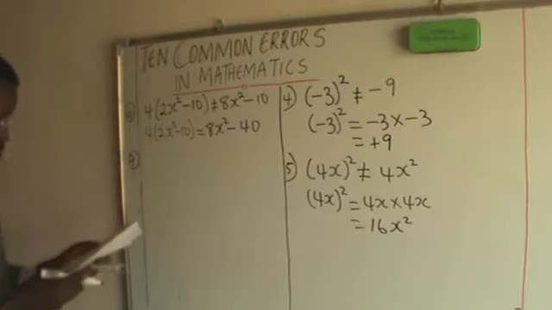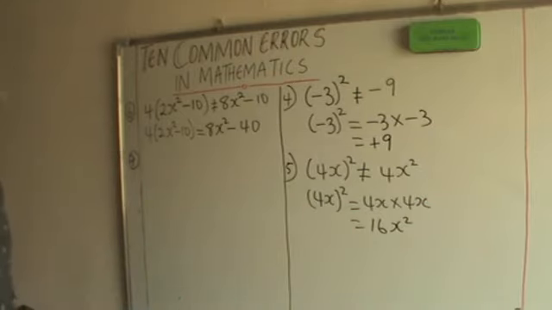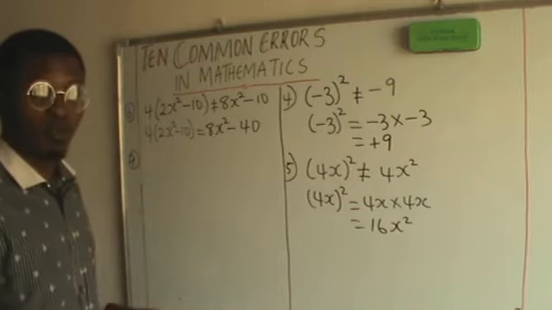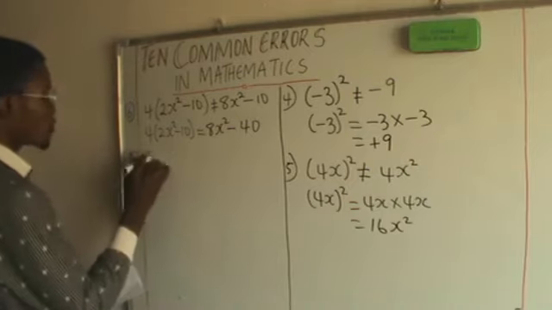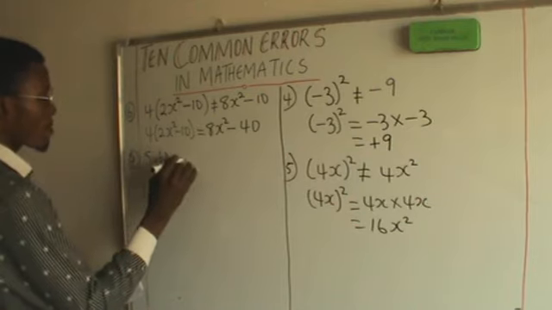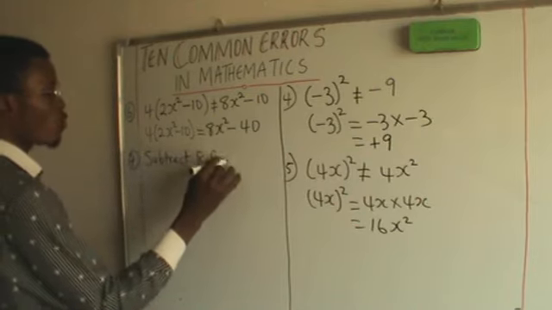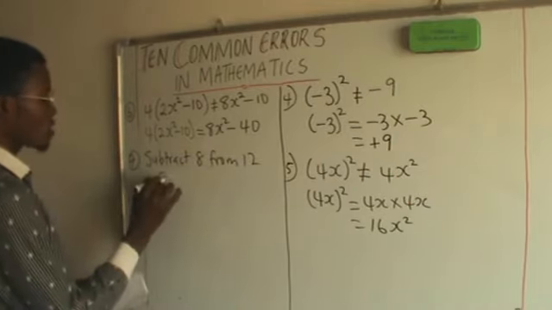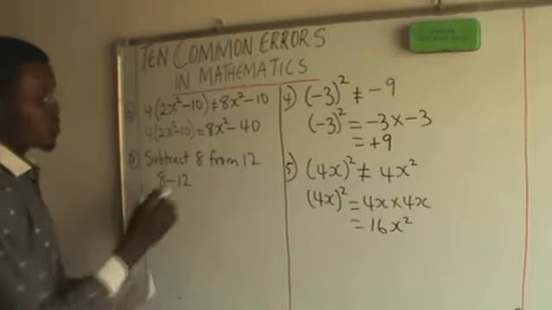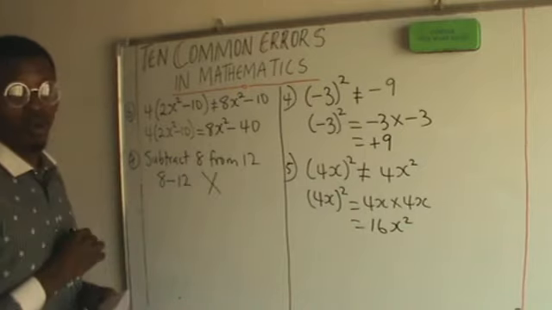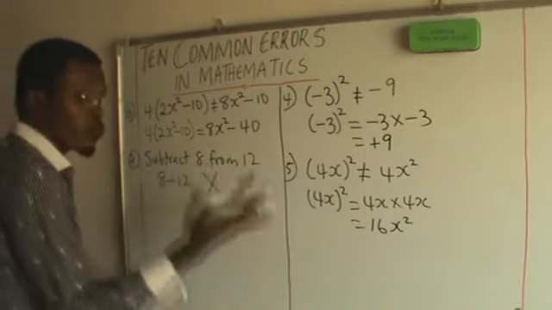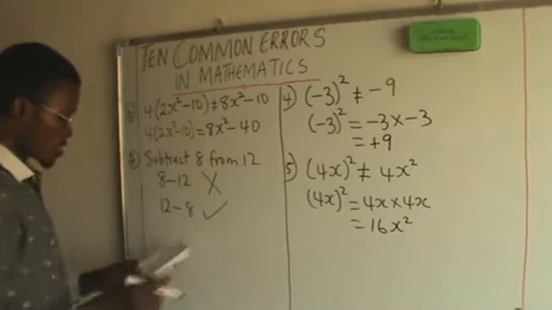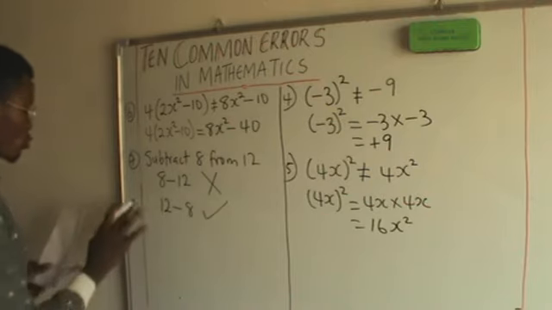Okay? The seventh error noted has to do with what? Word problem. Translating word problem to mathematical expressions. Take for example, you have subtract 8 from 12. Many learners translate this to be what? 8 minus 12. This is what? Wrong. Okay? The right thing to do, 8 from 12 is what? 12 minus 8. This is the correct thing to do.